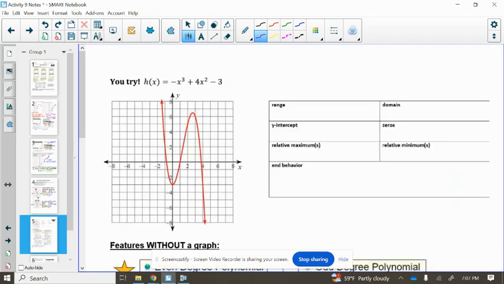Now there is a graph on the next page for you to try. You are stating each of these characteristics on your graph: the range, domain, y-intercept, zeros, max and mins, and end behavior.